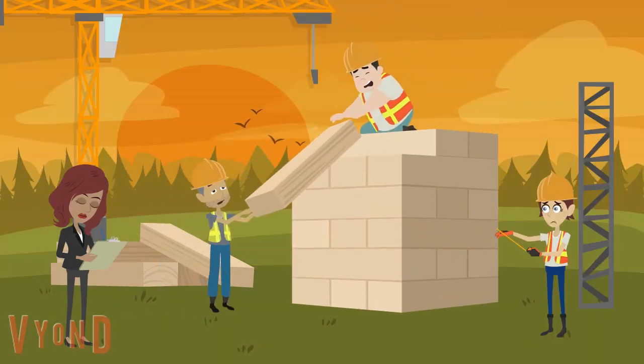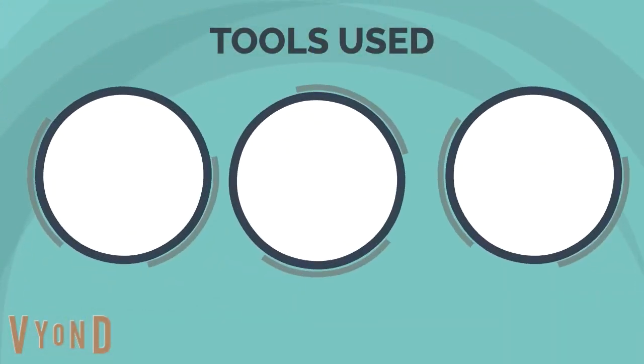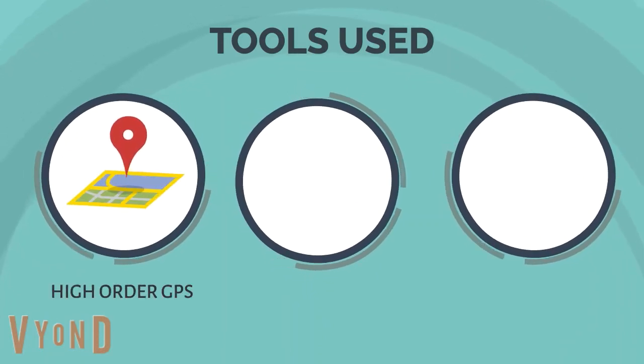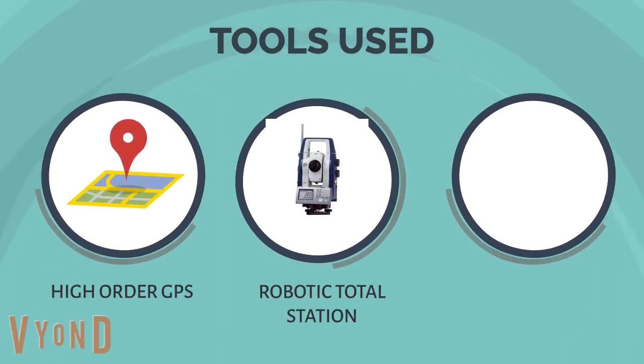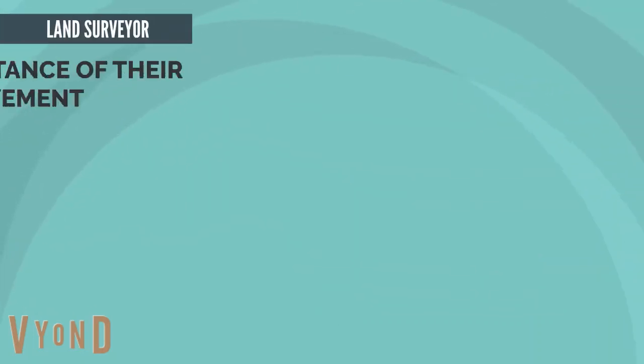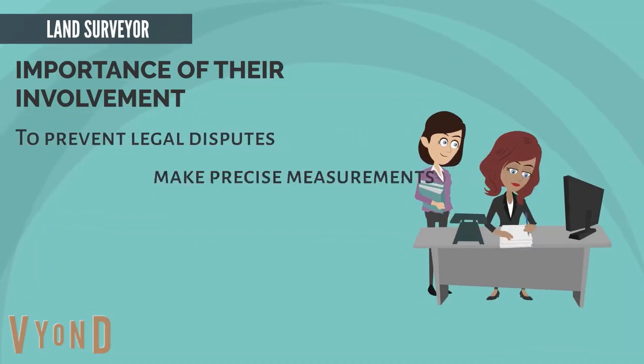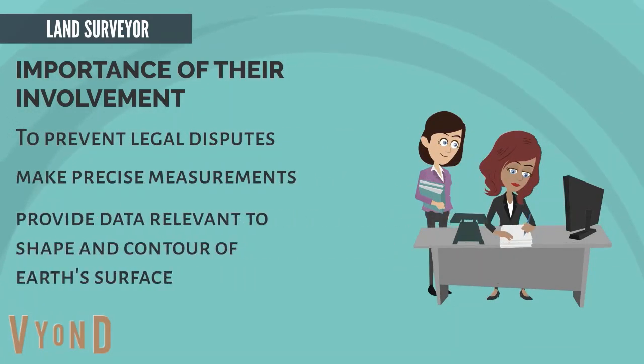Surveyors ensure buildings not only fit with the landscape but are able to be constructed. They use the latest technologies such as high-order GPS and robotic total stations. Surveyors then use AutoCAD to draft plans and map the on-site measurements. Their involvement is important to prevent legal disputes, make precise measurements, and provide data relevant to the shape and contour of Earth's surface.